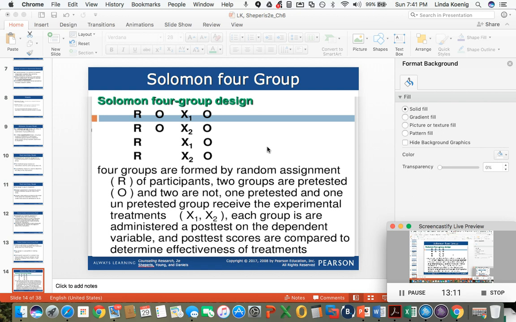So this Solomon four-group is a really well-designed experiment.